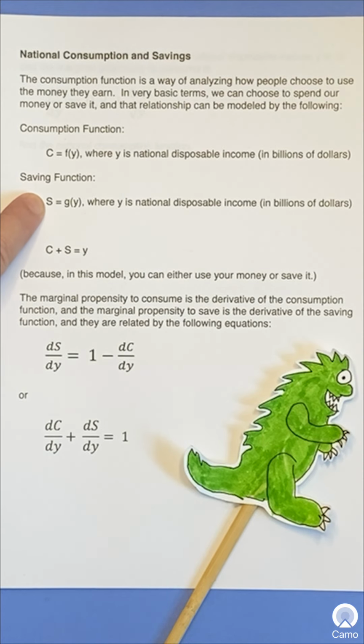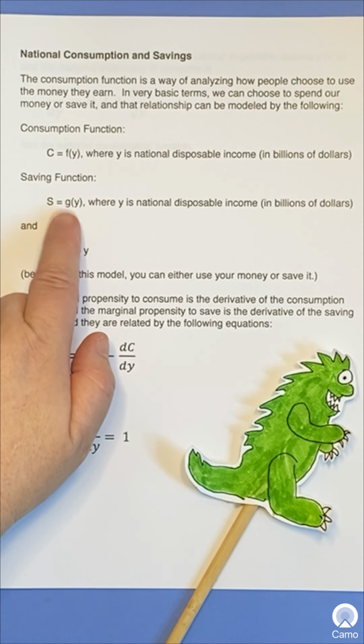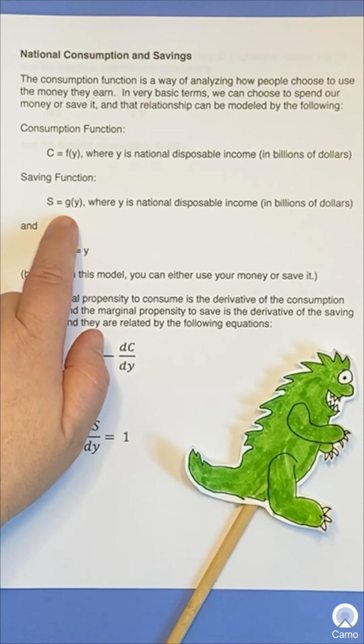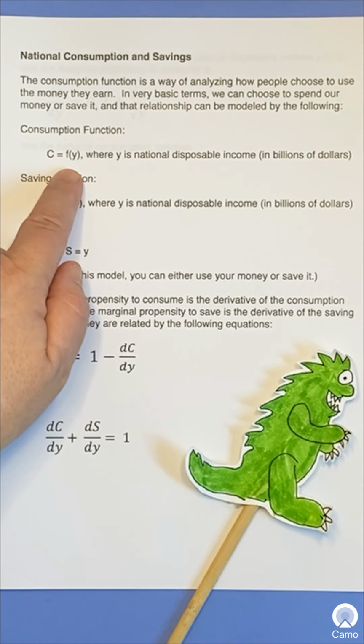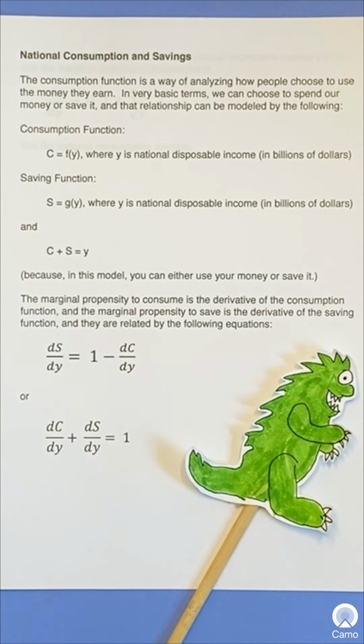The saving function is S, and I just picked g of y. I don't know if g is ever explicitly chosen as a letter. I think consumption is frequently given as f. I don't know if the saving function has a letter that usually is associated with it. So I chose g of y.